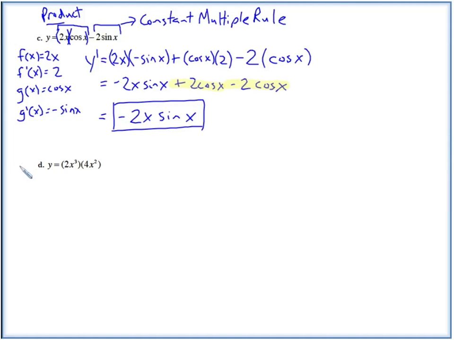Alright, I want you to try letter D, and I want you to try it two different ways. One way, I want you to use the product rule. And then a second way, I want you to actually multiply them and then use the power rule. Go ahead and try these both ways and compare your answers to see if you got the right thing. Go ahead and pause the video and come back when you're done to check your work.